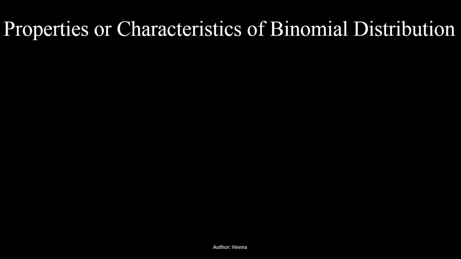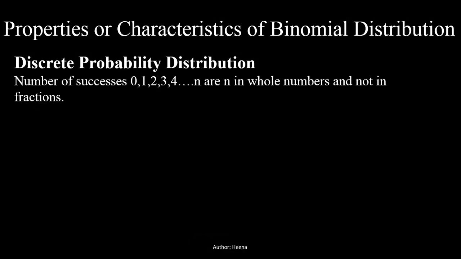Now next is the properties or characteristics of binomial distribution. The first property is discrete probability distribution. The binomial distribution is a discrete probability distribution in which the number of successes, whether 0, 1, 2, 3, and up to n, are given in whole numbers, not in fractions.